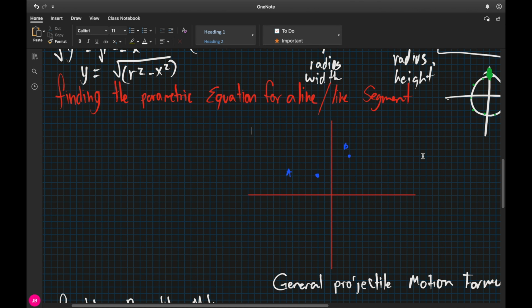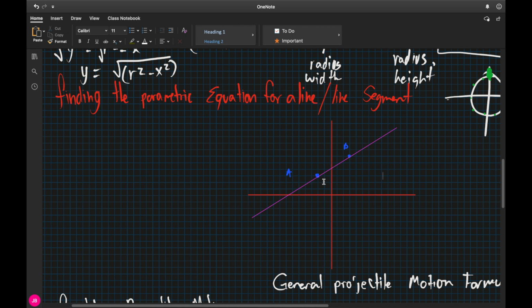So now we're going to go ahead and actually apply parametric equations to a couple of problems that we may see. This first one is finding the parametric equation, or the parametrization, of a line or a line segment. They're asking us to find the parametric equation for a line that passes through both points A and B. So, that line right there.